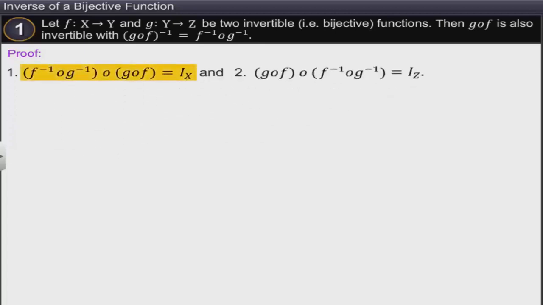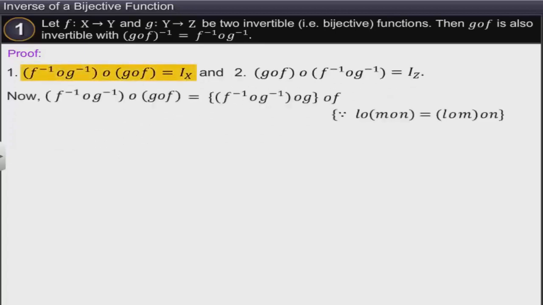Let's begin with the first part. By using the associative law of composition of functions, the composition of G circle F and F inverse circle G inverse can be written as the composition of F and F inverse circle G inverse circle G. Again, using the associative law, the terms inside the curly brackets can be written as the composition of G inverse circle G and F inverse.